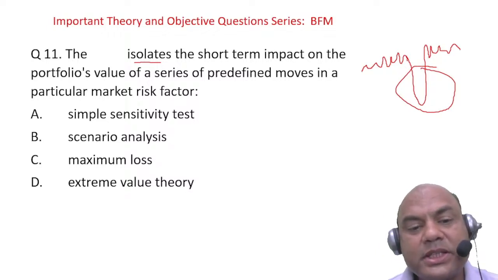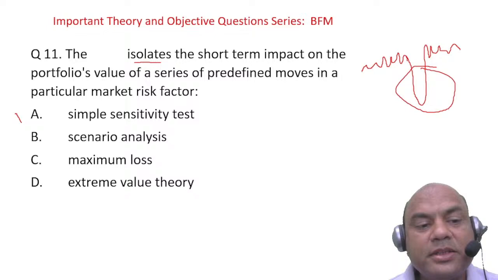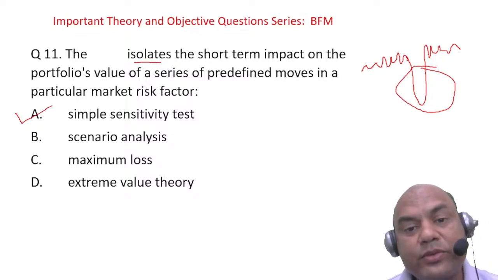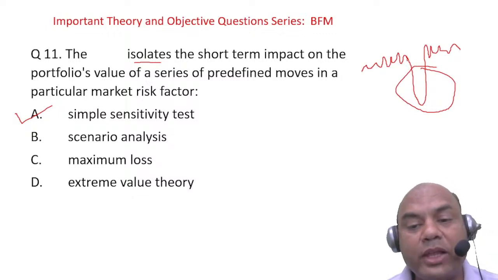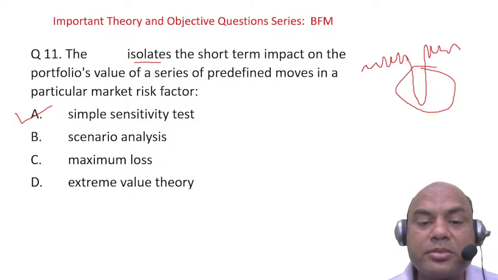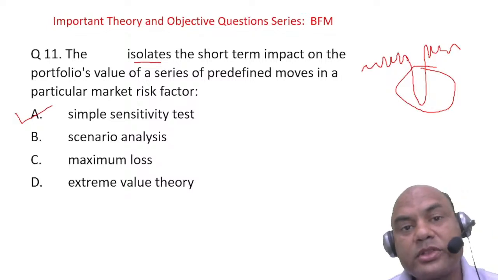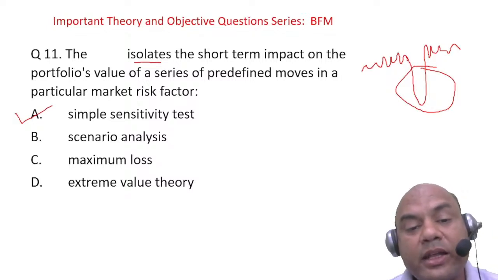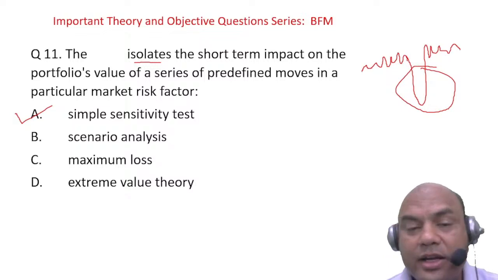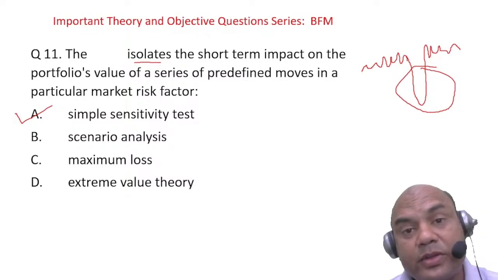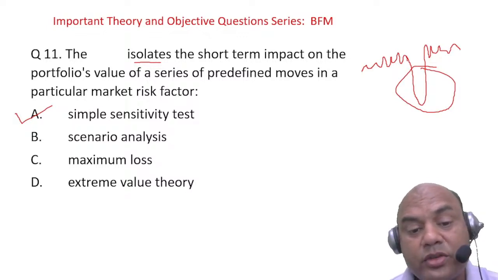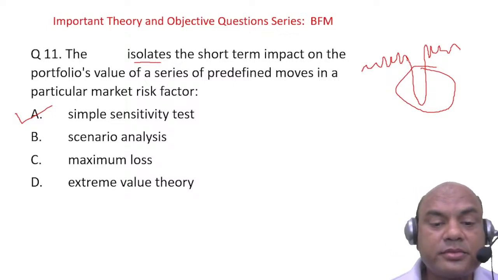The answer is simple sensitivity. Simple sensitivity test is a test which can isolate the portfolio's value of a series of predefined moves in a particular market. So simple sensitivity test is the right answer. Didn't I say it's a bouncer? First question itself was a bouncer. Today we'll be solving some numericals also, so watch this till the end. We'll be covering numericals.